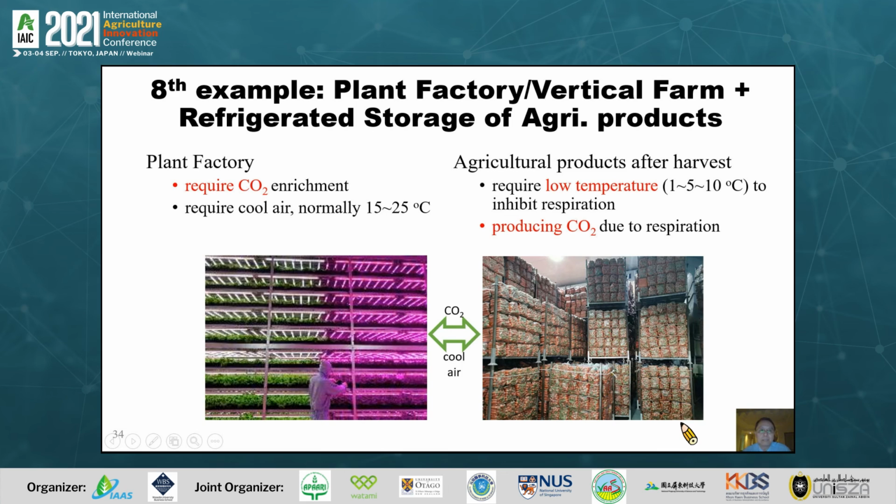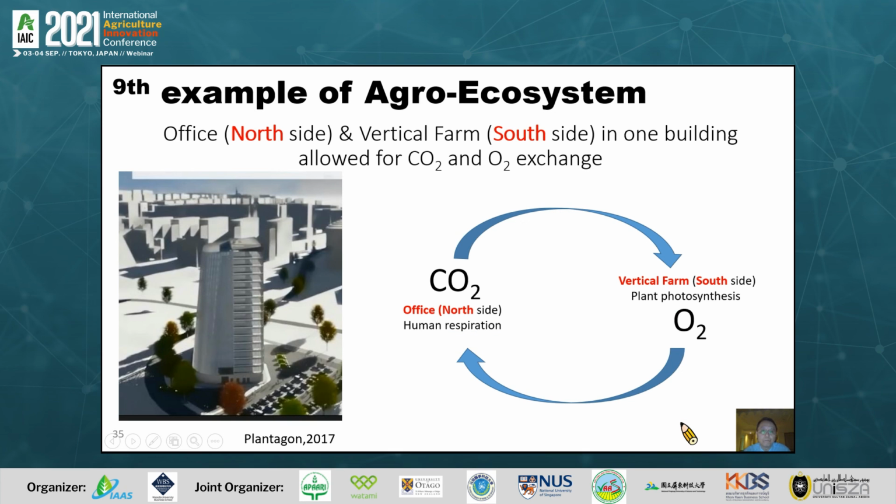The next example is the integration of the plant factory with agricultural product storage. The storage temperature is normally below 10, and the products after harvest during storage still need to respire. The respiration will produce CO2. So the two can be exchanged.